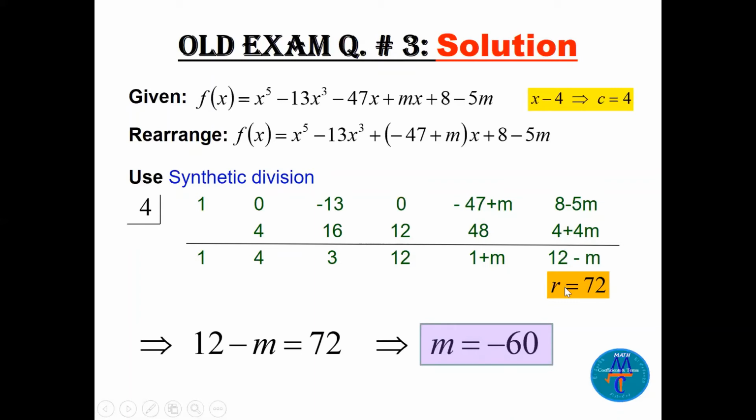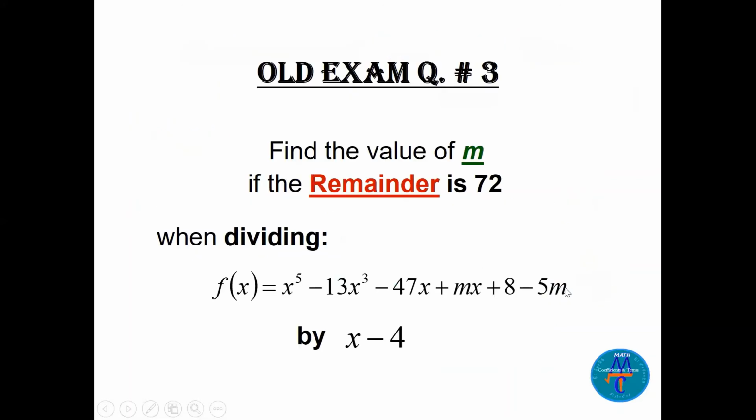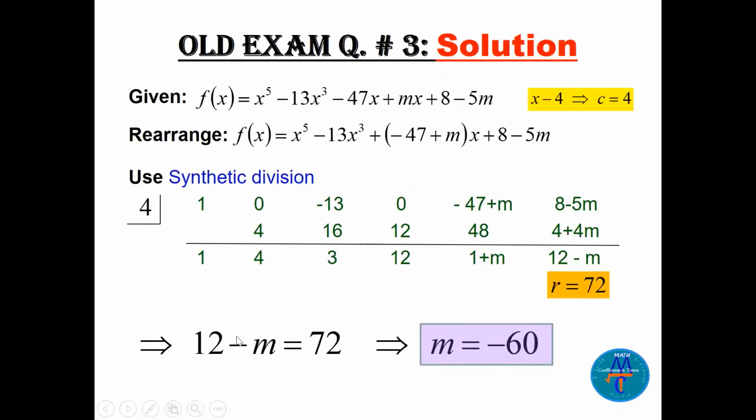I said in the question, it's given here, you see, the remainder is 72. So I take 12 minus m is equal to 72. So m will be minus 60.